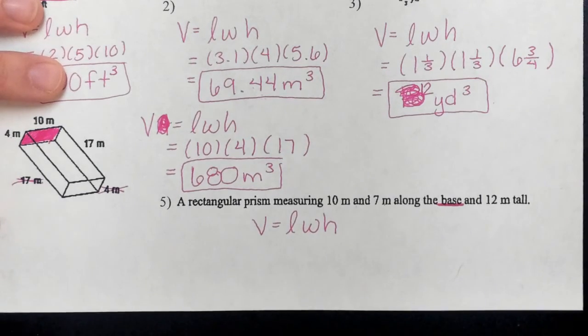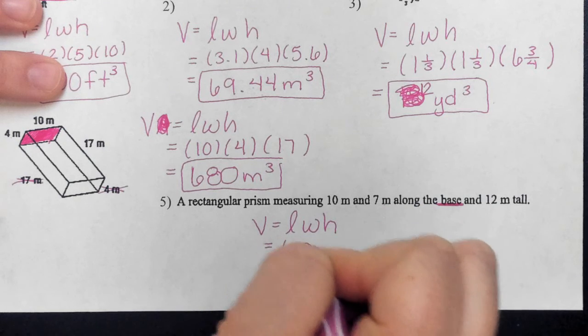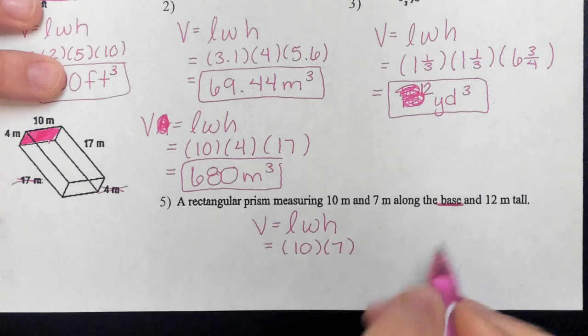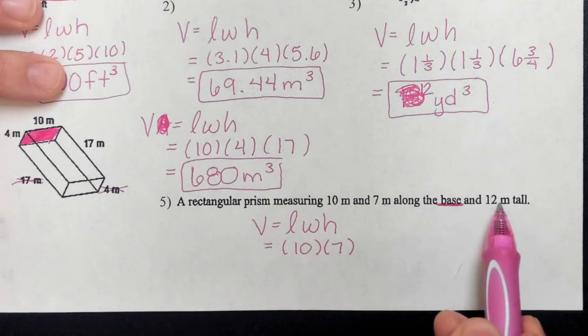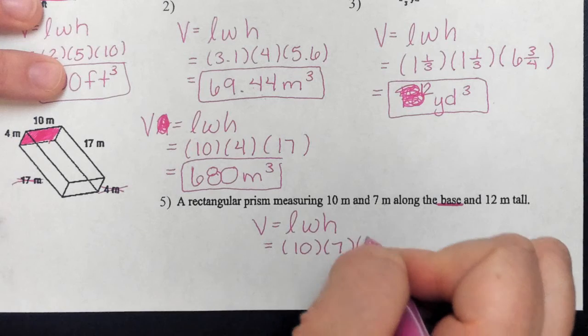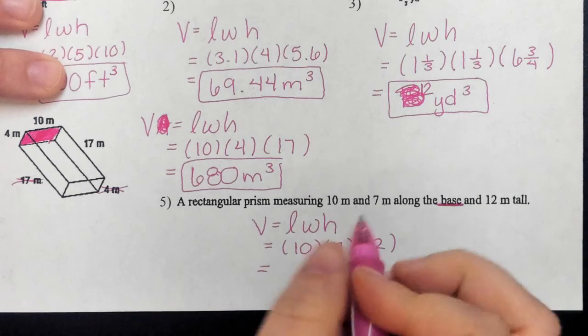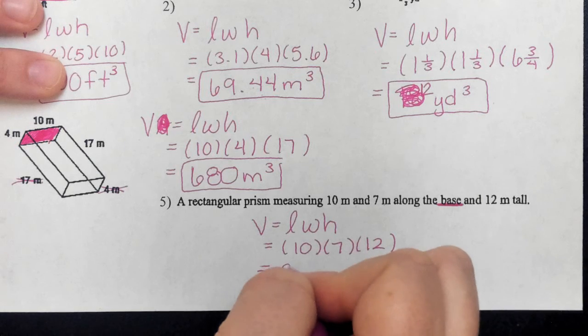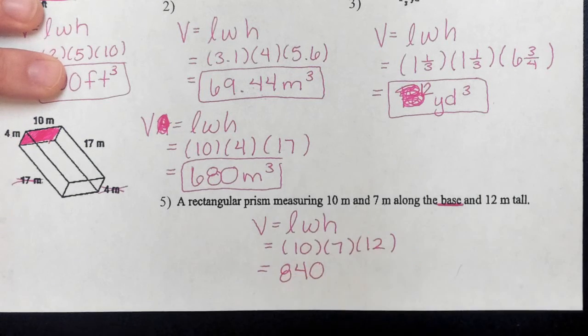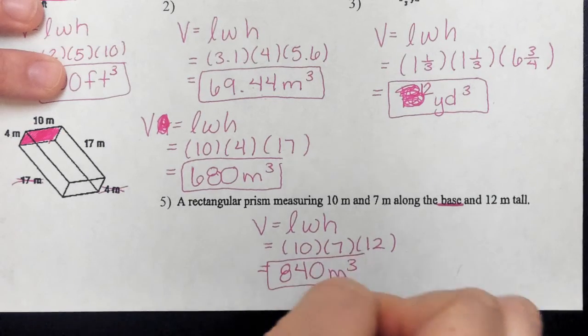What numbers have to be my length and width, Julia? 10 and 7 because it says they're on the base, and then it tells me 12 meters tall. Tall represents what? A length, a width, or a height? Tall represents a height. So did that all plug in like it made sense? Okay, and then we multiply that out, and what do I get? Nathan? 840 meters to the third, or meters cubed.